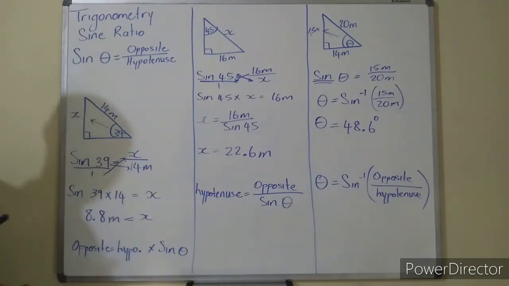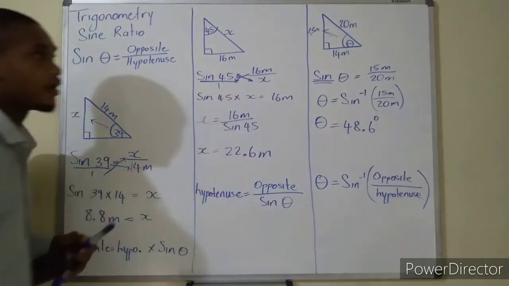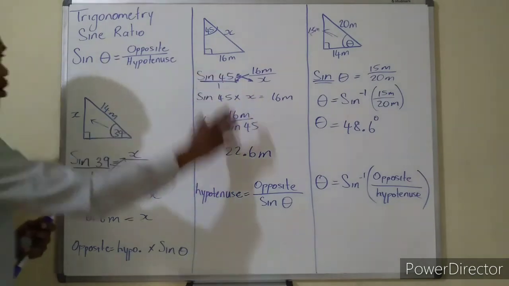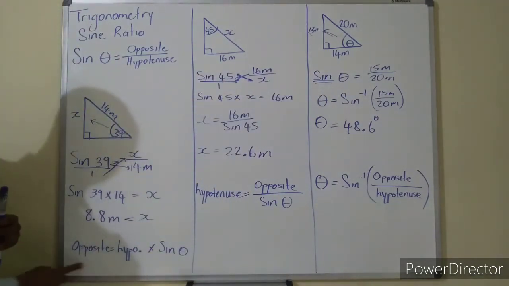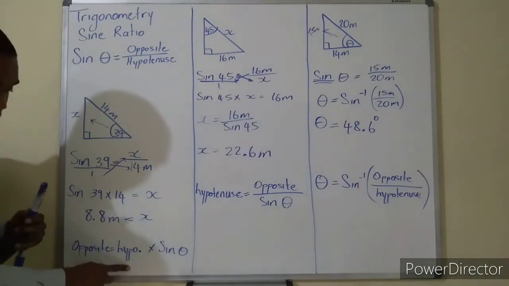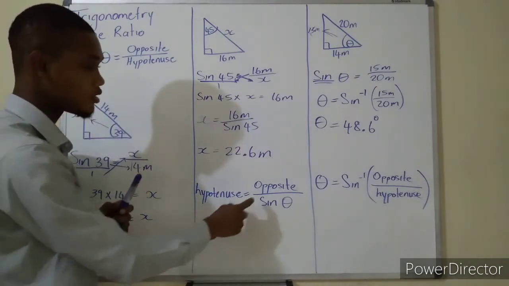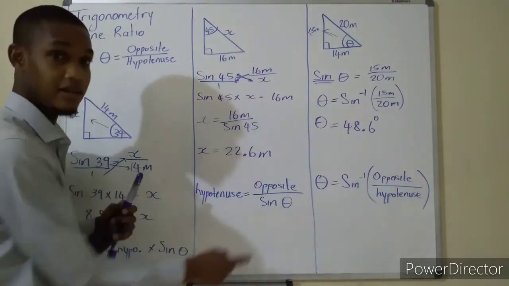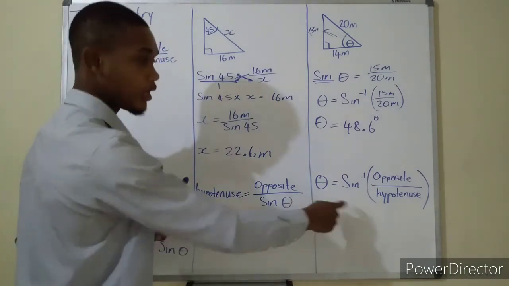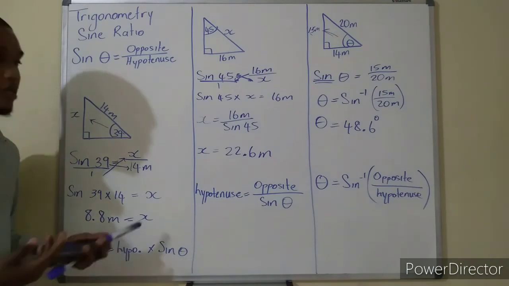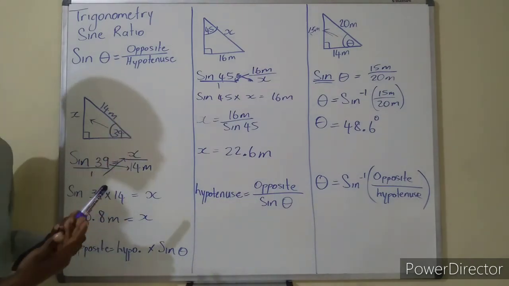So as long as you can remember these transposed formulas, even if you cannot manipulate the original formula to solve for it: if you remember that the opposite side is always equal to the hypotenuse multiplied by sine theta, and if you want the hypotenuse, it's equal to the opposite divided by sine theta, and if you want the angle, it's sine inverse of the opposite divided by hypotenuse, you will always be able to get the answer that you need.